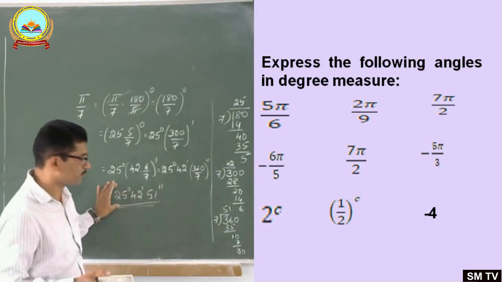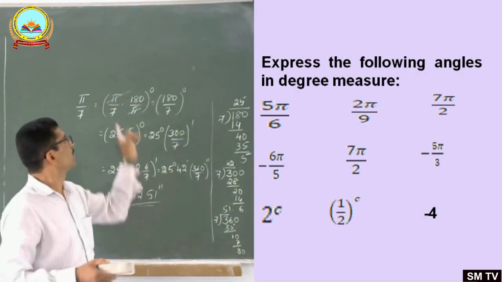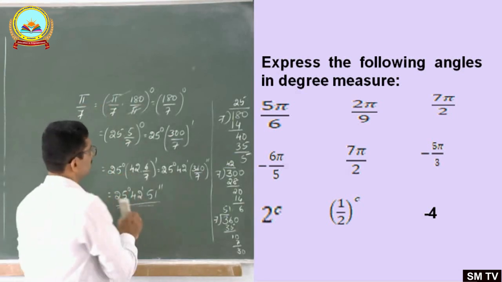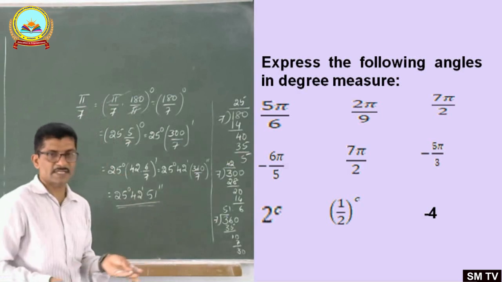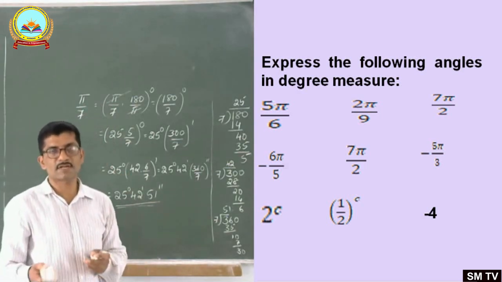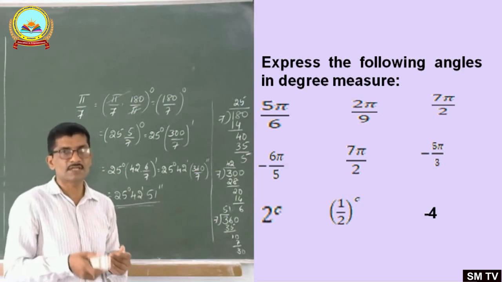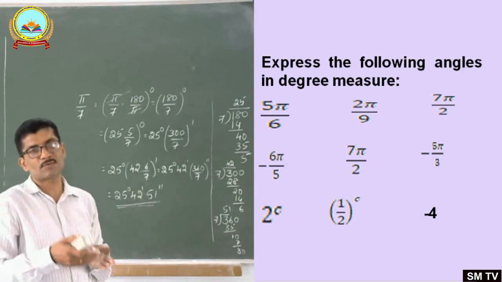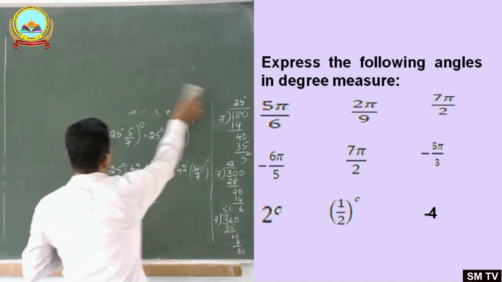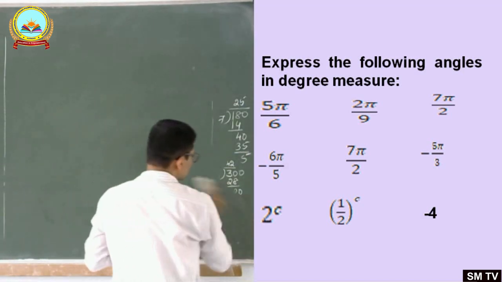This measurement is called the degree measure. They are converted from radian to degree forms. Similarly, the next problems: 2 radians, half radians, and minus 4 radians are converted into degrees. Here we use pi approximately equal to 22 divided by 7. That one is the same method.